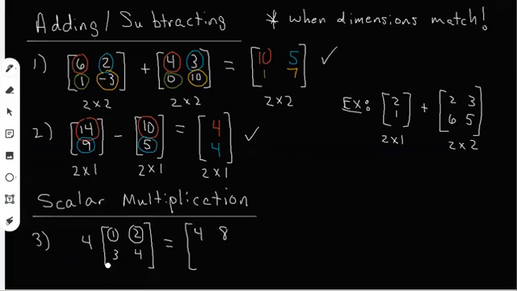Let's move on to the second row. What is 3 times 4? That's going to give me 12. And then lastly, what is 4 times 4? That's going to give me 16. And I'm done. That's scalar multiplication. So what I'm doing is I'm multiplying everything on the inside by whatever number is on the outside. And that's called scalar multiplication.